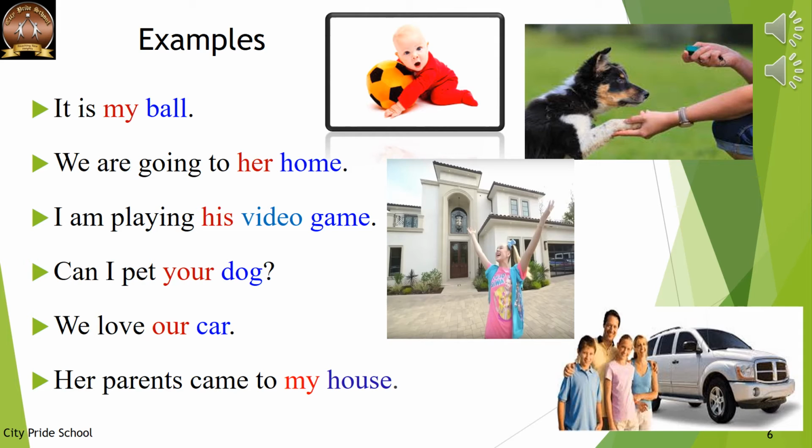Can I pet your dog? So your is a possessive adjective. We love our car. Whose car? Our car. Her parents came to my house. Whose house? My house. So the words in red, my, her, his, your, our and my are possessive adjectives and they show possession and they always come before a noun.